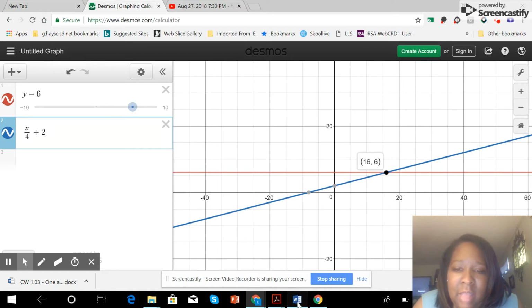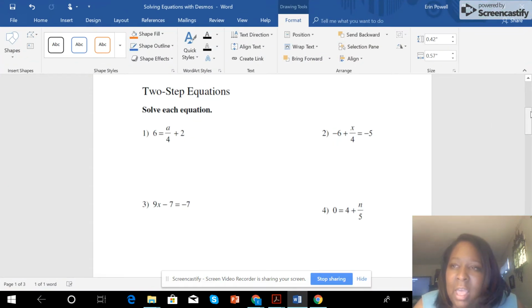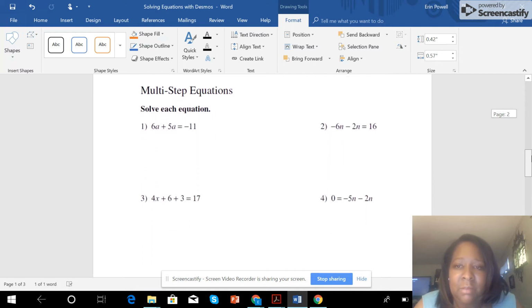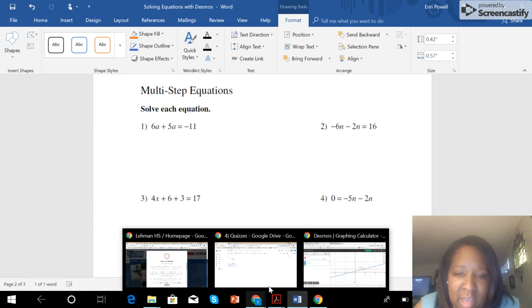Okay, let's go back to our worksheet and find a multi-step equation. Multi-step just means when you're solving by hand, it takes multiple steps to do so, but you're solving with Desmos, so it's only going to take a couple of steps. So first, on the left side of the equal sign, I'm going to do this one right here, number 3, just because it has more numbers. So 4x plus 6 plus 3. So go back to my Desmos calculator.